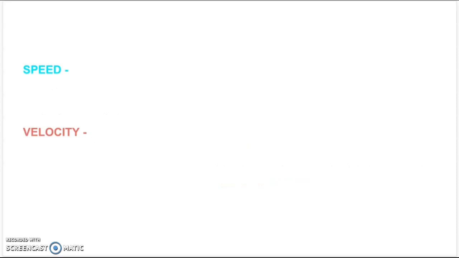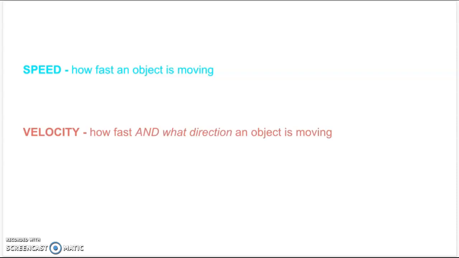Flipping over your notes to the backside, you have speed and velocity. I know there's really only one word for how fast you're going in Spanish, but in physics, we really try to parse this out into two words, speed and velocity. Speed is pretty simple, how fast an object is moving. That's compared to velocity, which is how fast an object is moving and what direction it's moving in.